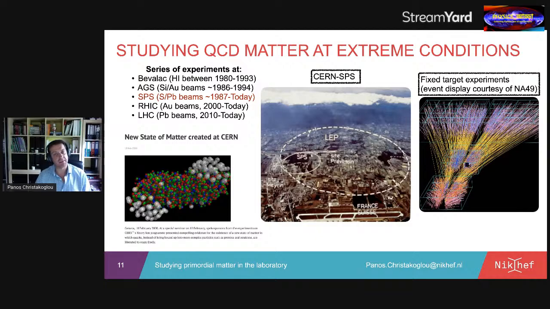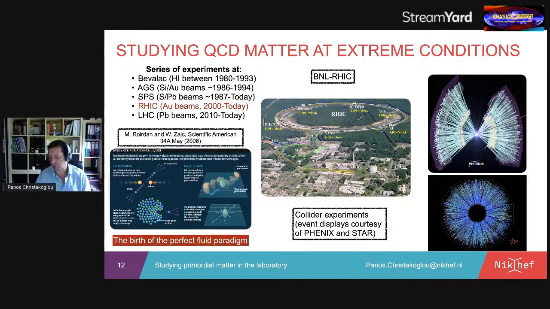However, it is fair to say that the systematic study of this state of matter, of the quark-gluon plasma, has been done in another accelerator complex on the other side of the Atlantic at the Relativistic Heavy Ion Collider, outside New York on Long Island, at BNL, where they were and still are colliding mainly gold ions, gold nuclei, starting from 2000 up to even today.